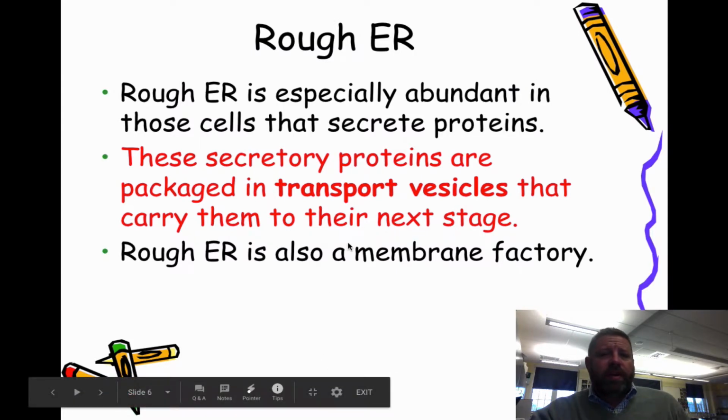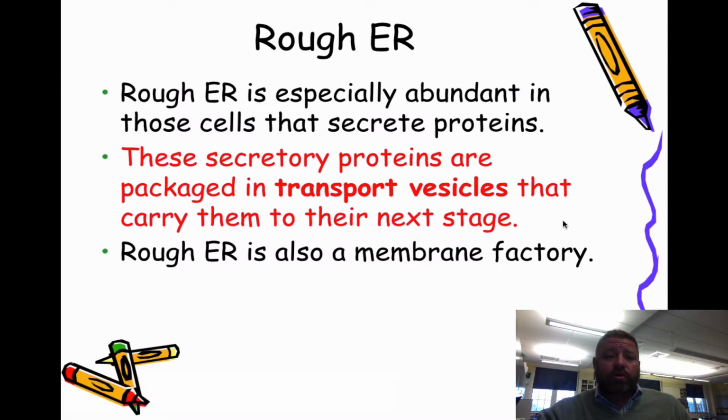So once again, rough ER is usually more abundant in cells that produce proteins. So the term secrete means to ooze, or to produce and send proteins out. Like for example, when you sweat, you secrete water, or when your nose runs, you secrete mucus. So these secretory proteins are proteins that are produced inside the ER.